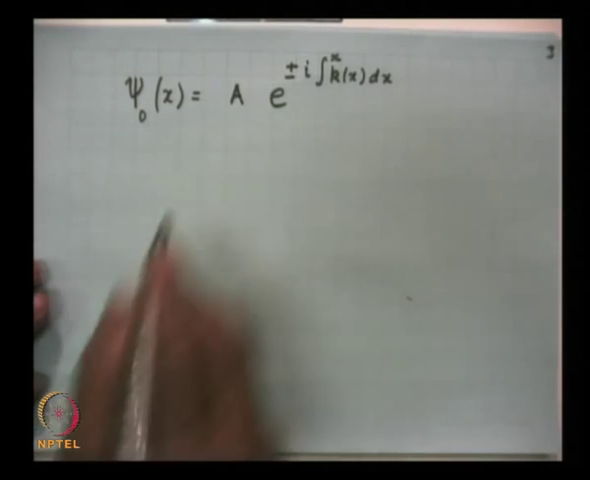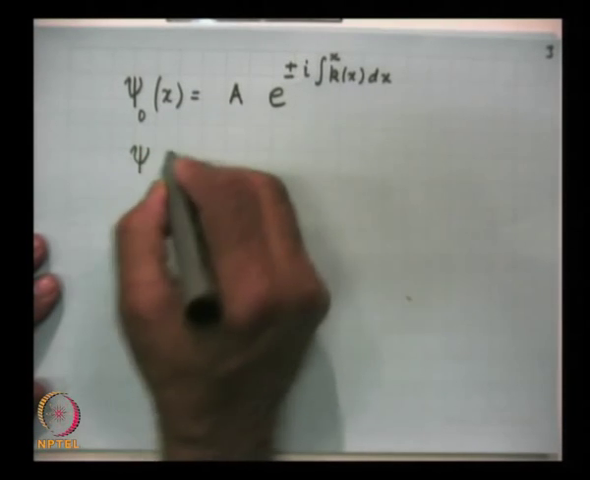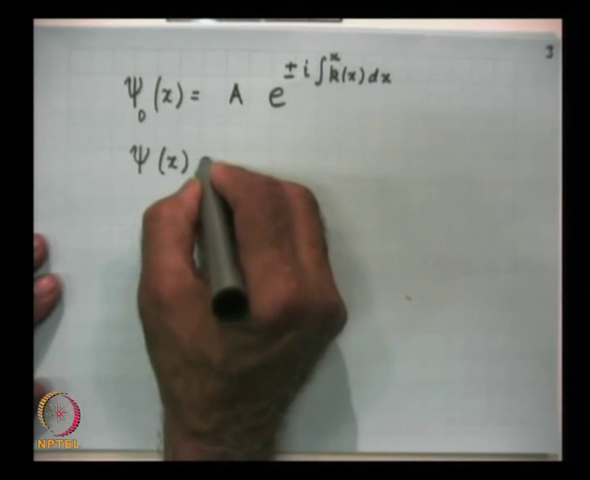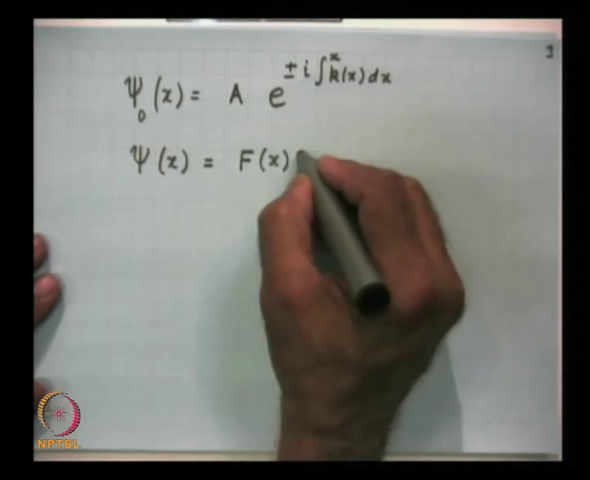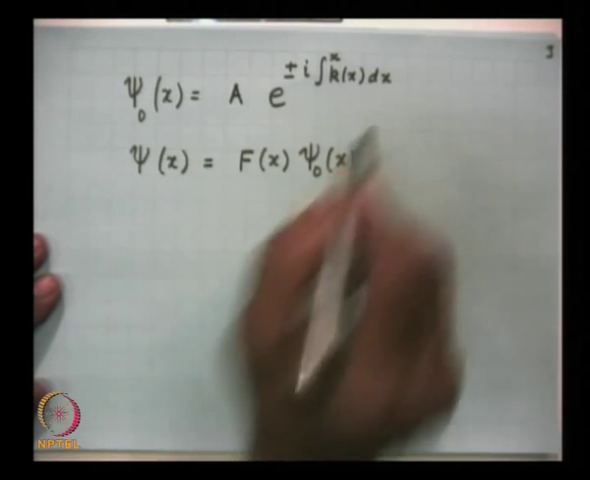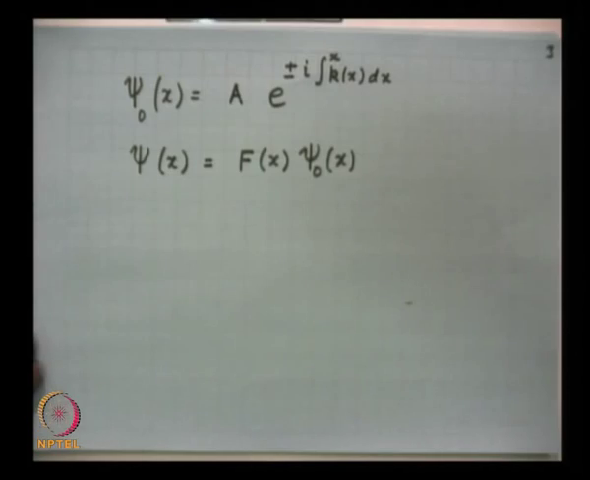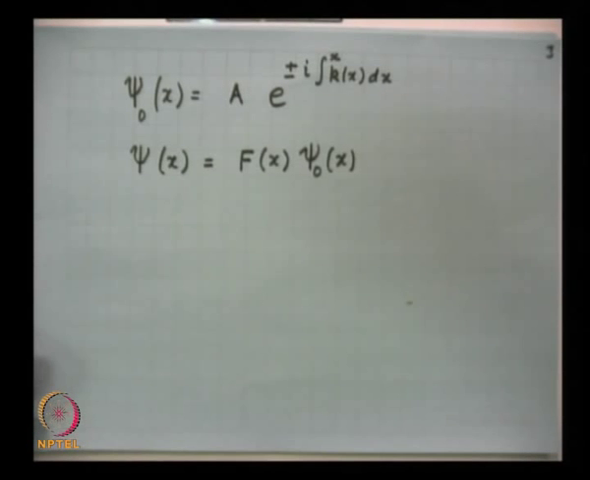Now, we want to do better than this. So, let me assume that psi of x is some function f(x) times psi 0 of x, where psi 0 of x is given by this. And let me find out the differential equation that is satisfied by psi.